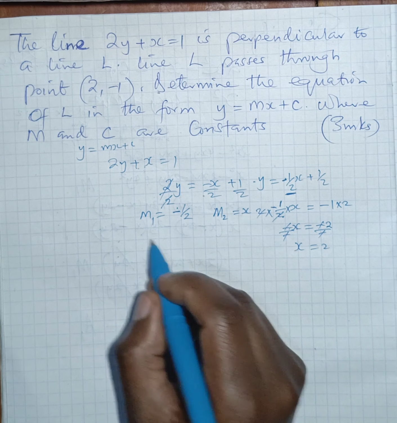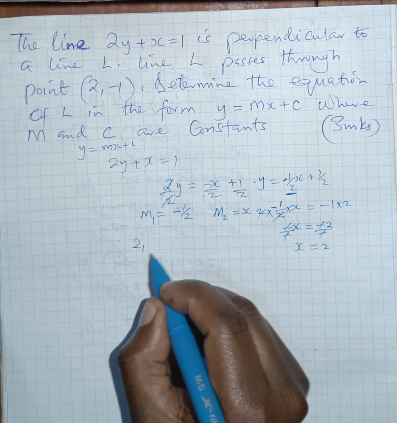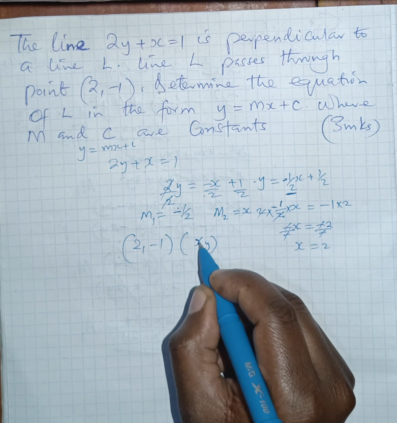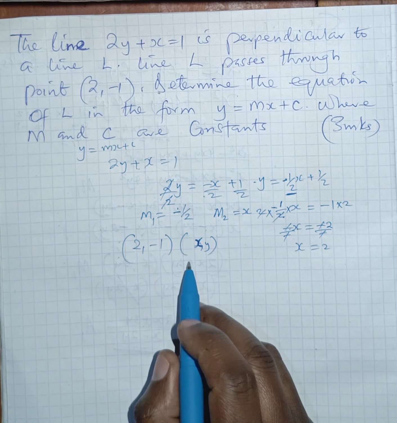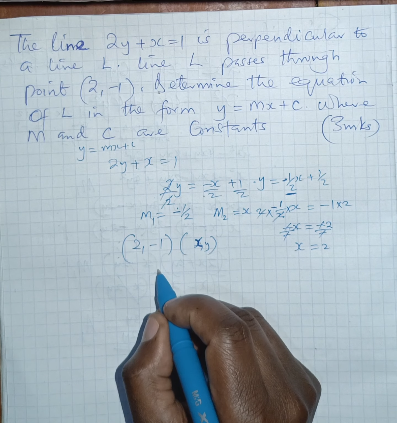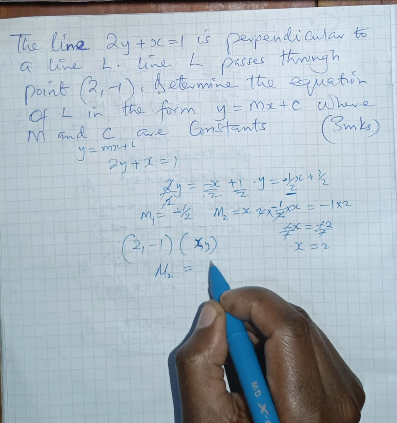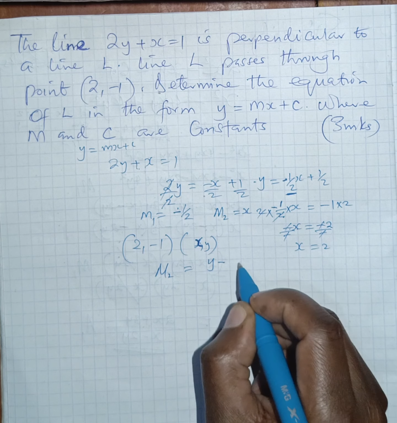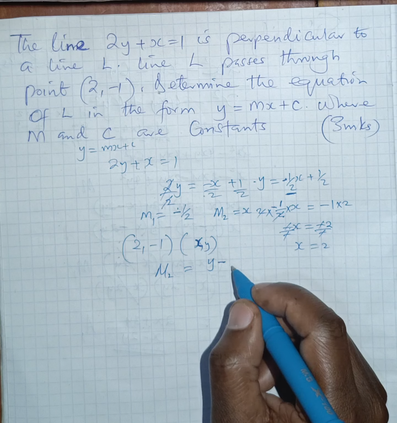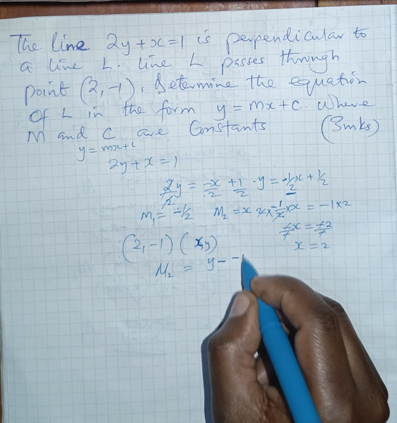So the gradient of line L is 2. So then I have 1 point that I've already been given, the point where the line passes. Then I get an arbitrary point (x, y). Then now I'll be able to determine the equation. So I get the gradient of this line, that is m2, whereby I have the change in y, or the vertical axis, that is the y axis. So it will be y minus -1.